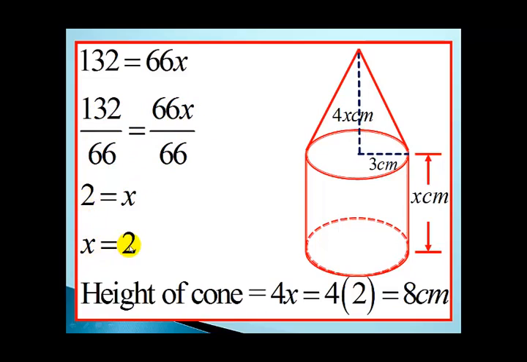Take note that the height of the cylinder was x. So if you want to find the height of the cone, which is 4x, that means we have to multiply 4 by the value we had for x, that is 2. And so 4 times 2 is equal to 8 centimeters. So the height of the cone is equal to 8 centimeters.